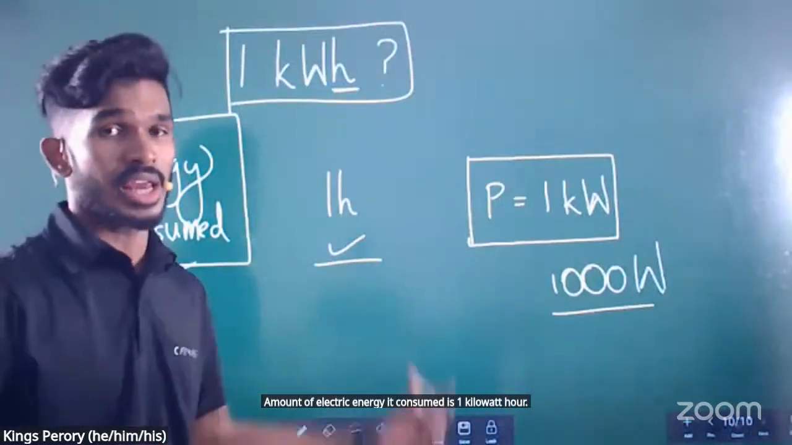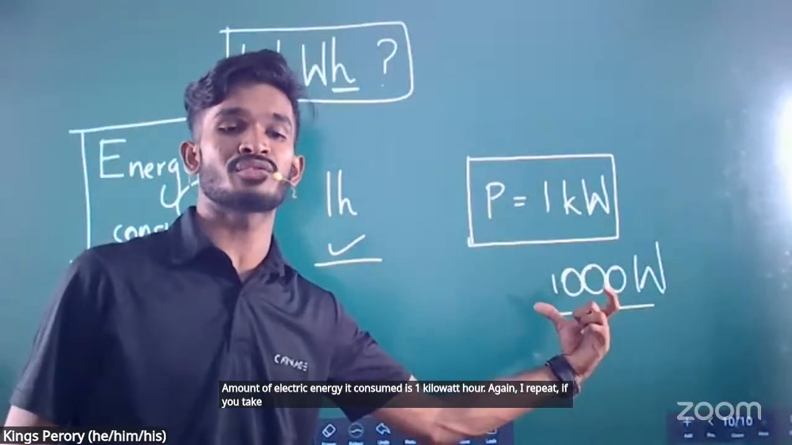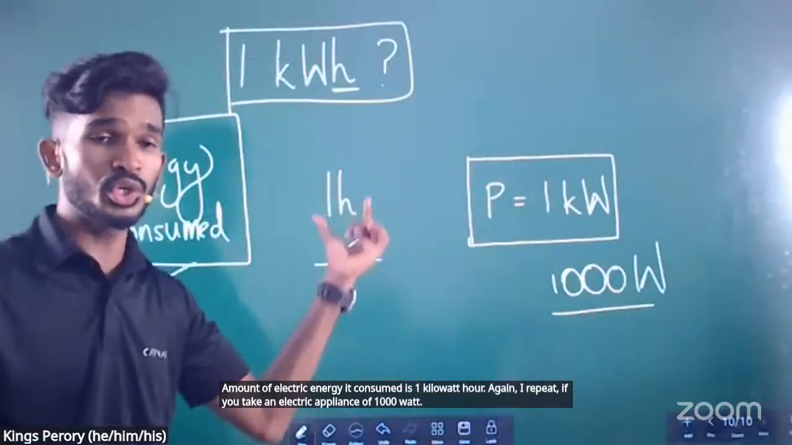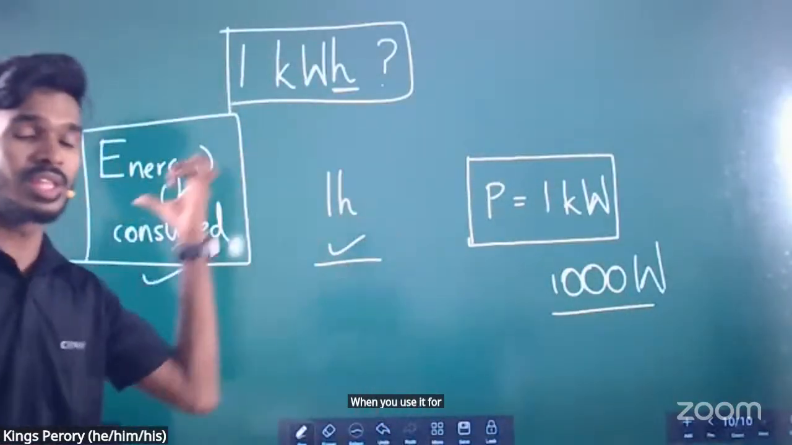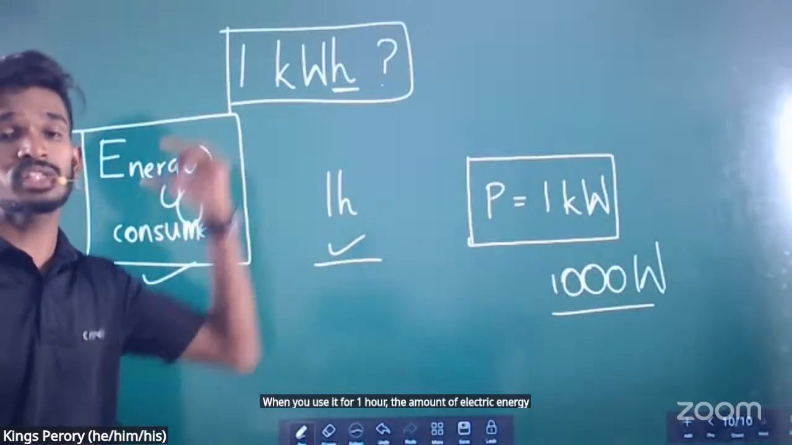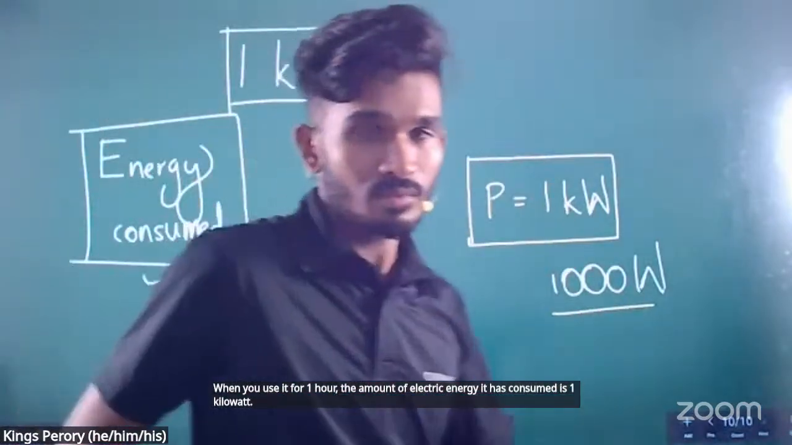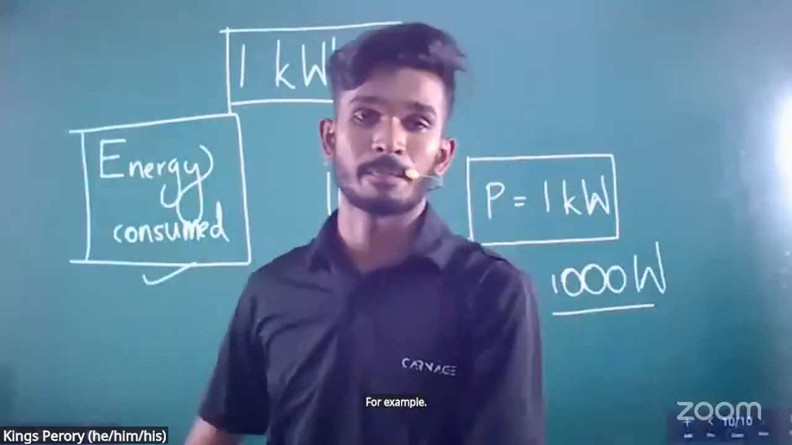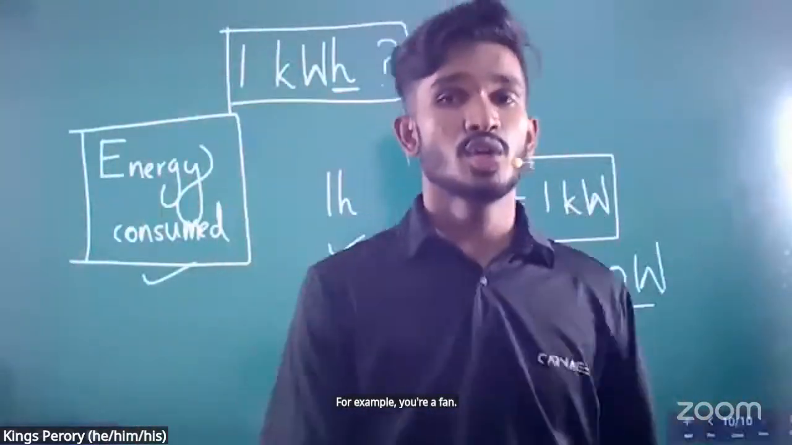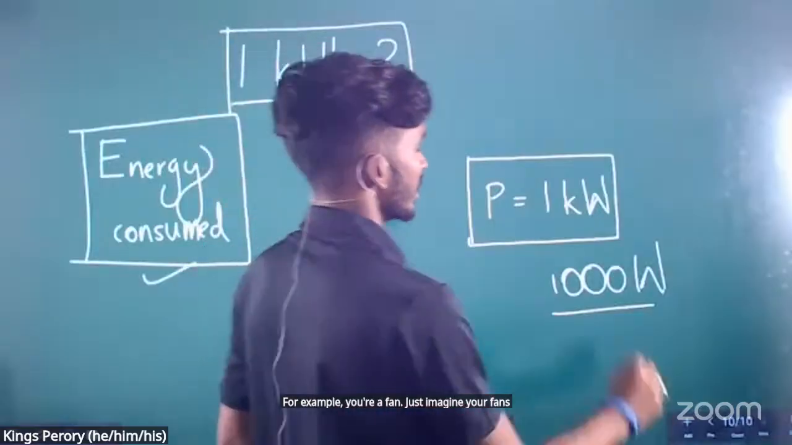Again, I repeat, if you take an electric appliance of 1000 watt, when you use it for 1 hour, the amount of electric energy it has consumed is 1 kilowatt hour. For example, your fan. Just imagine your fan's power is 1000 watt.